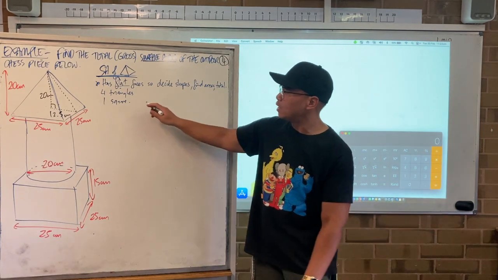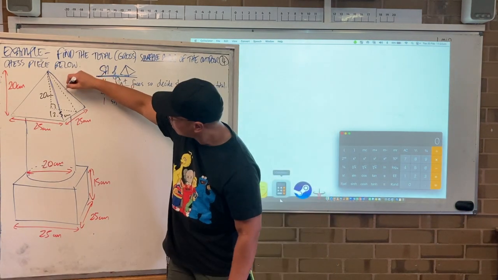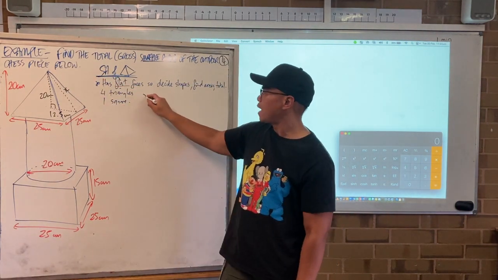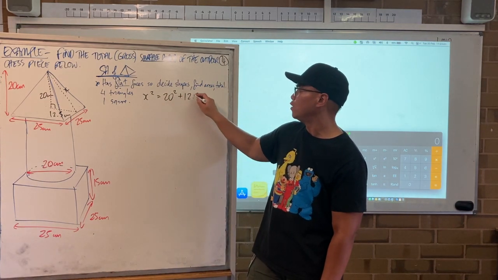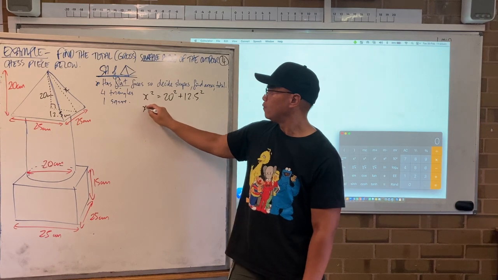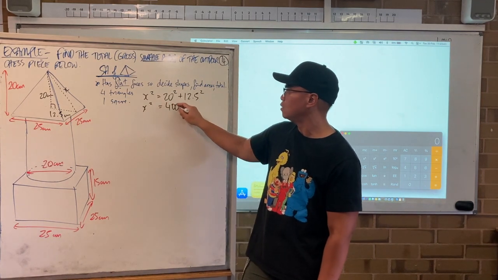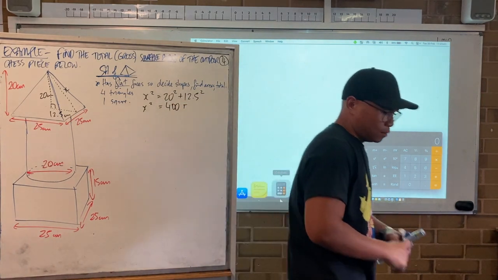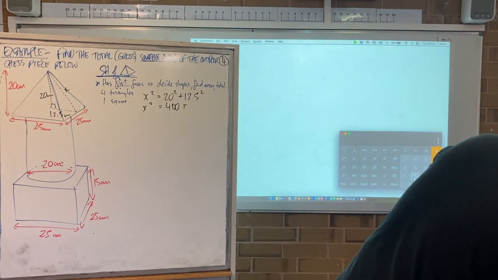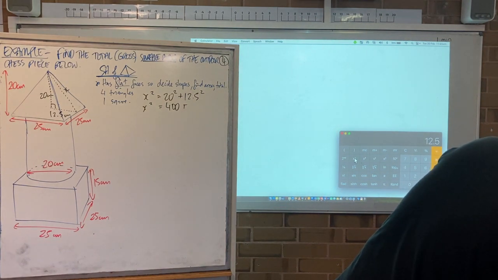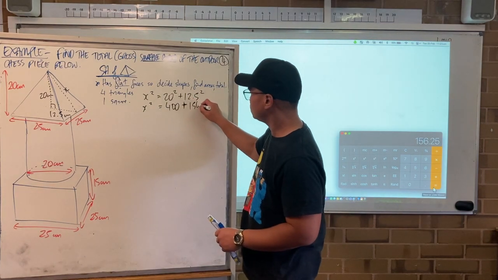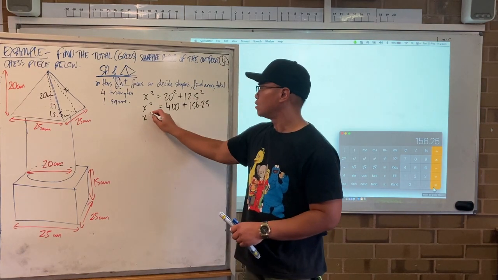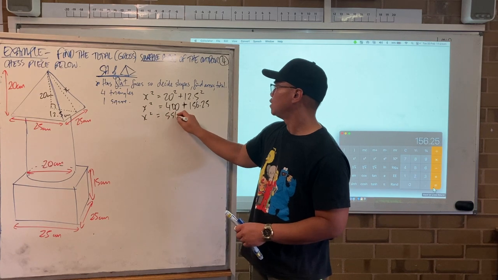So I'm going to do the working out in black. I'll call this x. So x squared according to Pythagoras is 20 squared plus 12.5 squared. x squared is equal to 400 plus 156.25. x squared is equal to 556.25.